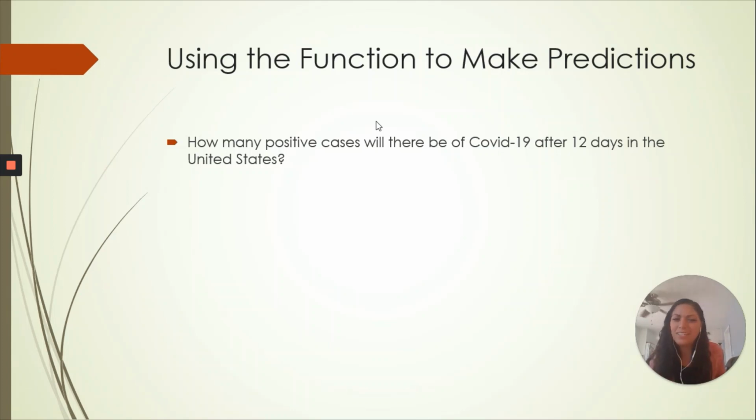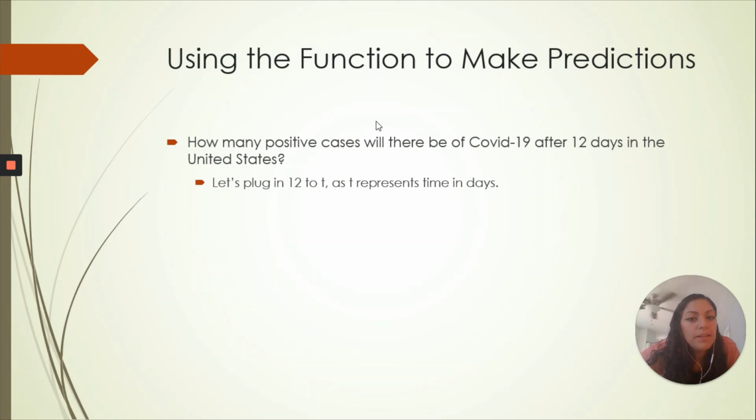So 12 days, minuscule, it's pretty quick, right? Again, exponential functions start slow and then they grow very rapidly. So let's take a look. We're going to plug in 12 to t, as t represents the time in days. So that's what this is going to look like. P of 12, instead of P of t, equals 1, because that's the initial value, the first person that had coronavirus, times, in parentheses, 2, because it's doubling in the United States, and then to the t divided by 3, where I plugged in 12 to the t.